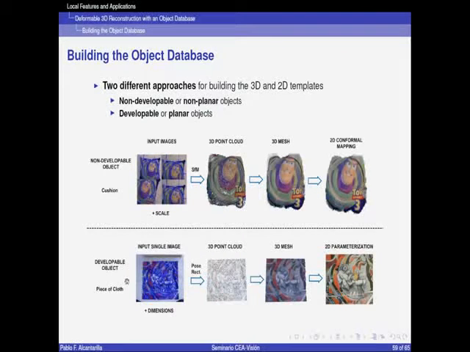For the case of developable objects, we are going to use a single image. We are going to detect a set of features and descriptors, and since we know that the object is planar and we know the dimensions of the object, obtaining a 3D reconstruction of the object is very easy. Then from this 3D reconstruction, we obtain a 3D mesh, and since we know that all the 3D points in this reconstruction lie on a 2D plane, we already have our 2D parameterization of the object using the plane information.